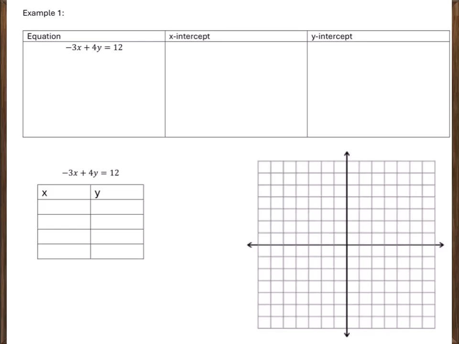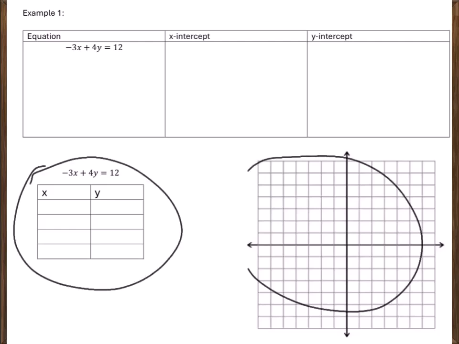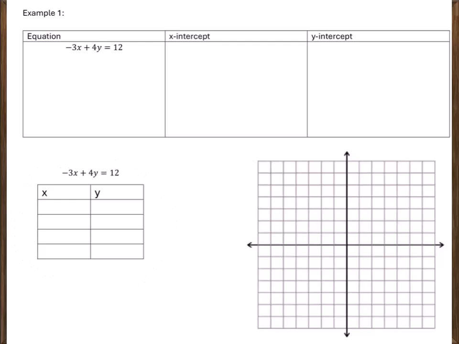You might notice that the setup for this example looks pretty much the same as the previous examples we did, right? We still have a table, don't we? And we still have a graph, okay? So the only difference between doing the x and y intercepts and all the previous examples is that I don't get to choose willy-nilly different values of x.